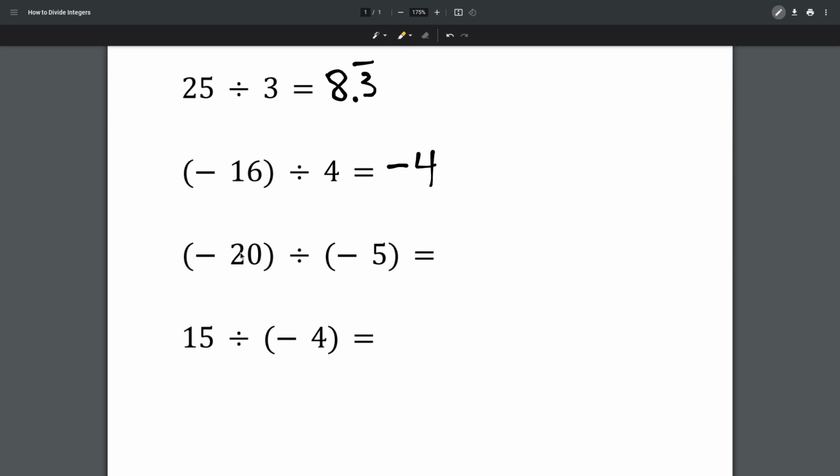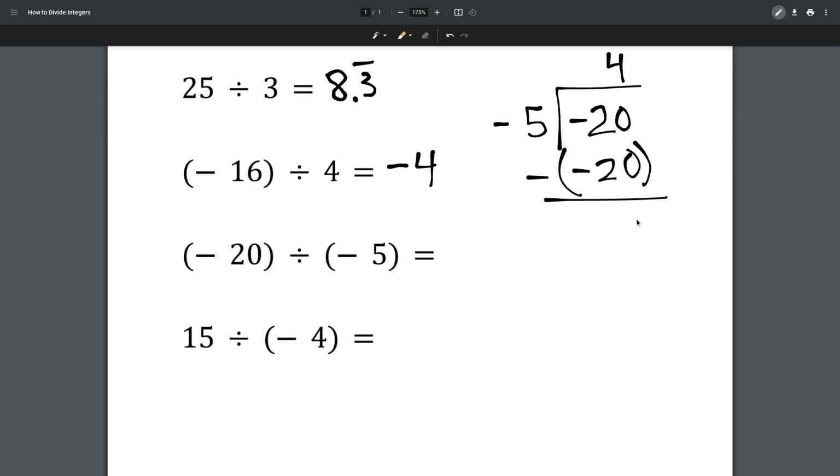Okay, in the next one, we have a negative 20 divided by a negative 5. Negative 20 is our dividend. Negative 5 is our divisor. 5 doesn't go into 2, but it goes into 20 4 times. And 4 times negative 5 is negative 20. 20 minus negative 20 is 0. You'll see that a negative integer divided by another negative integer gives you a positive result. And again, this is an integer. Okay, let's erase that and move to the next one.